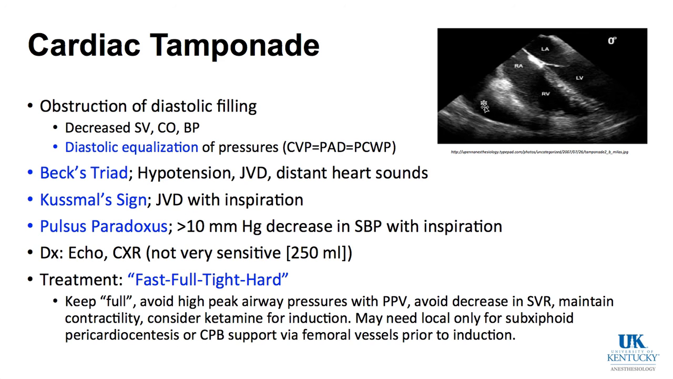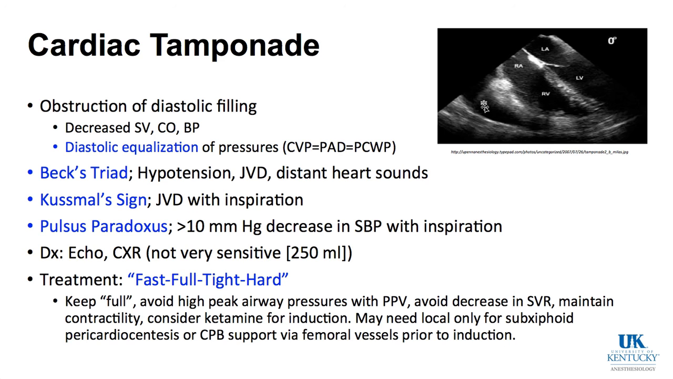Beck's triad is the clinical signs of cardiac tamponade: hypotension, jugular venous distension, and you can barely hear the heart sounds because the heart is in a bag of fluid. Occasionally, you can see electrical alternans as the heart is sitting in a bag of fluid, rotating back and forth in that fluid, creating different vectors, and your EKG can look very bizarre.